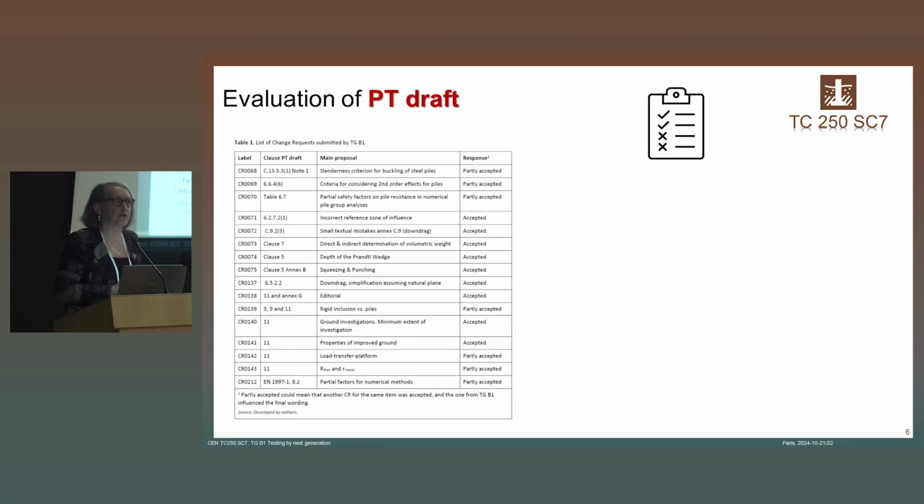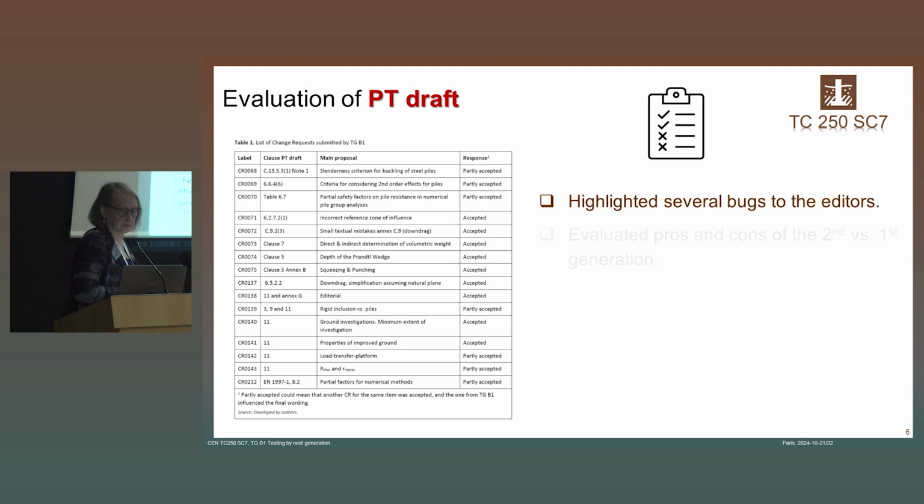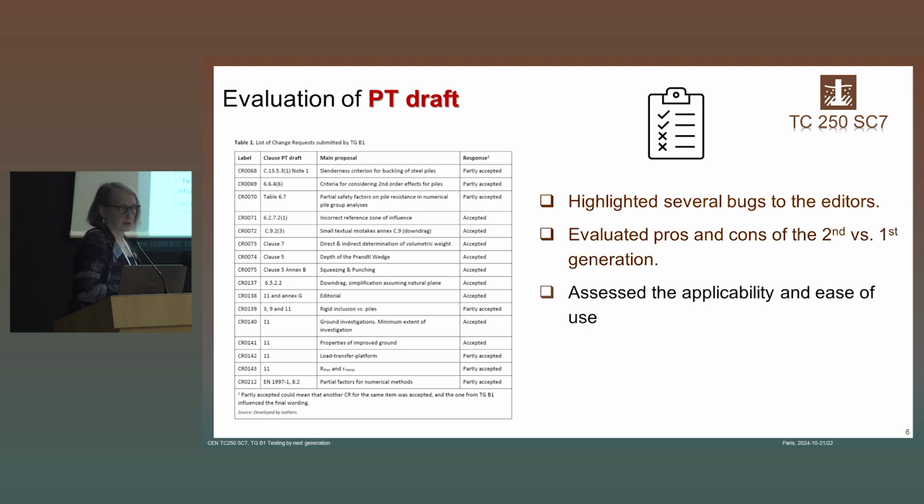So, what did we do with the first PT draft? Well, you can imagine when we sit down and try to use the text from the PT draft, of course, we identify a lot of bugs. And all those bugs were identified and transferred to the editors, telling them that these need to be considered. They did some pros and cons of the second and first generation. We thought about how applicable these texts are for the structures we are actually designing, making sure that it actually works for all types of structure, not just one type.